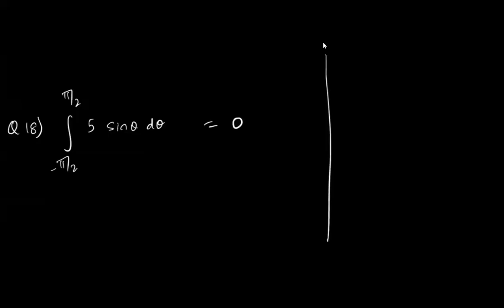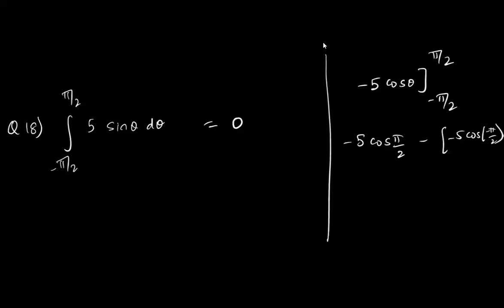Now, if you don't believe, you can always check it out. So what is this? This is negative 5 cosine theta, right? So what will happen when you evaluate? You will have negative 5 cosine pi over 2 minus negative 5 cosine negative pi over 2, correct? Which is 5 cosine pi over 2 minus 5 cosine pi over 2, right? So see how these two get cancelled, giving you an answer of 0.